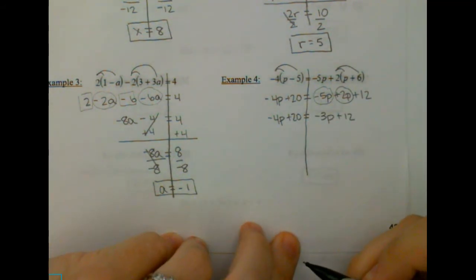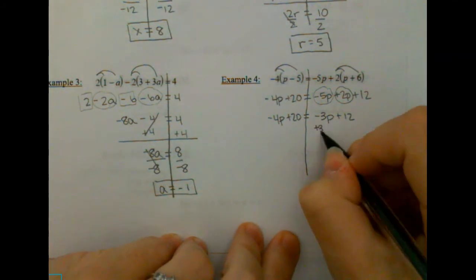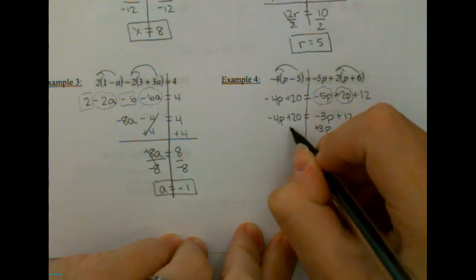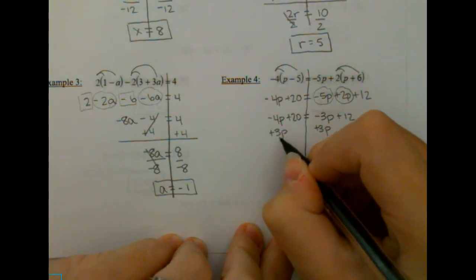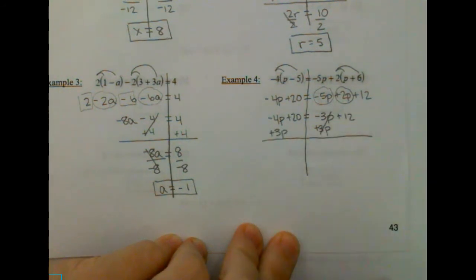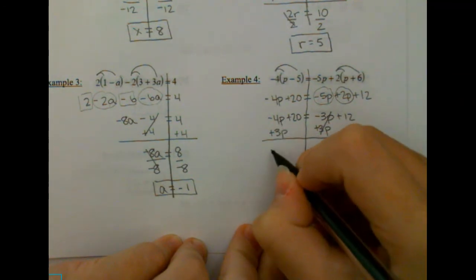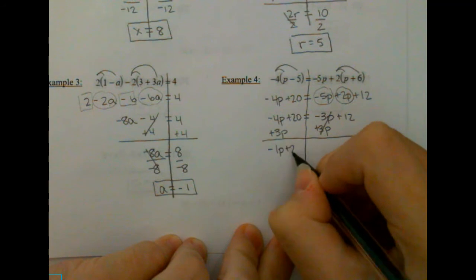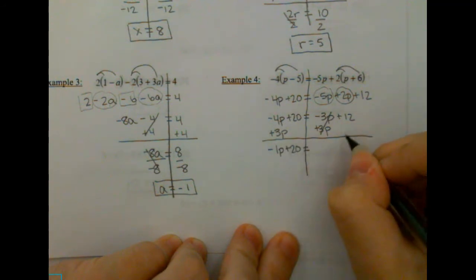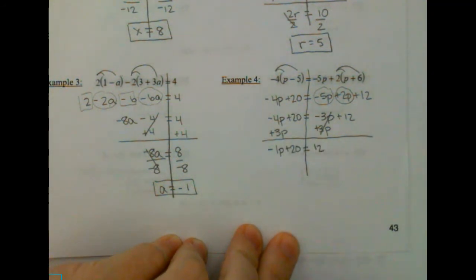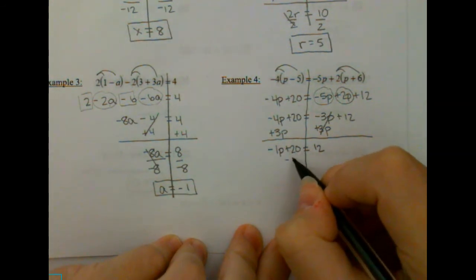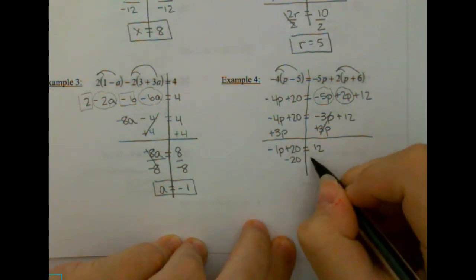Okay. Now I'm going to go ahead and start moving things to the left and the right. I'm going to add the 3p over, because I always like to get my variable on the left first. They cancel out, and -4 and -3 combine to give me a -1p. Bring down the 12. Then we're going to subtract the 20 on both sides.